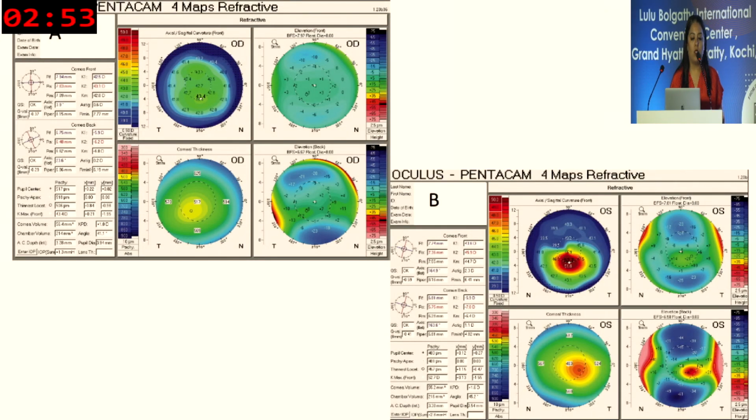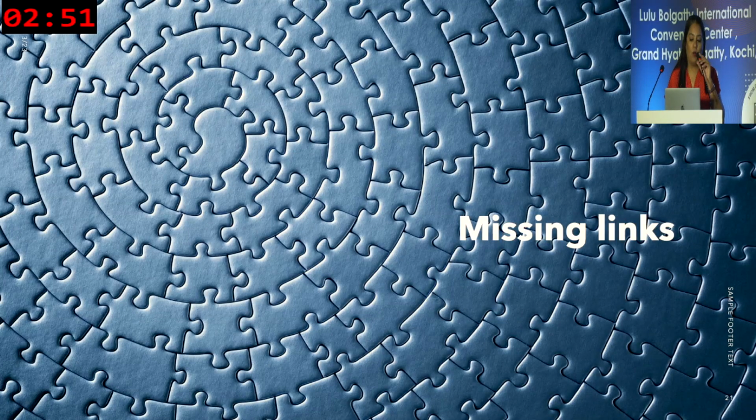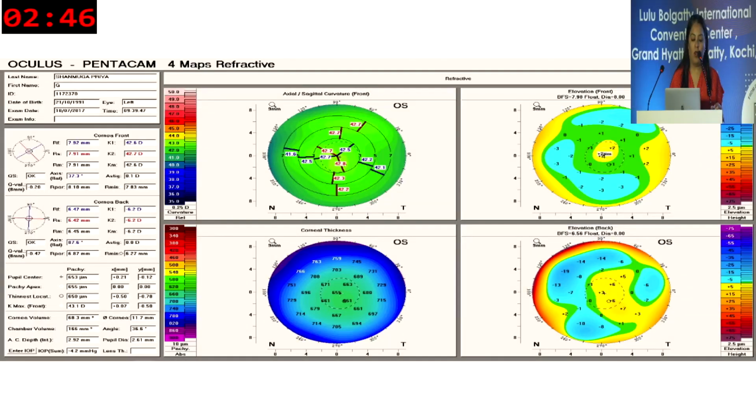This is just to show the two tomographies. So biomechanics is perhaps a missing link that does add to our understanding of keratoconus.